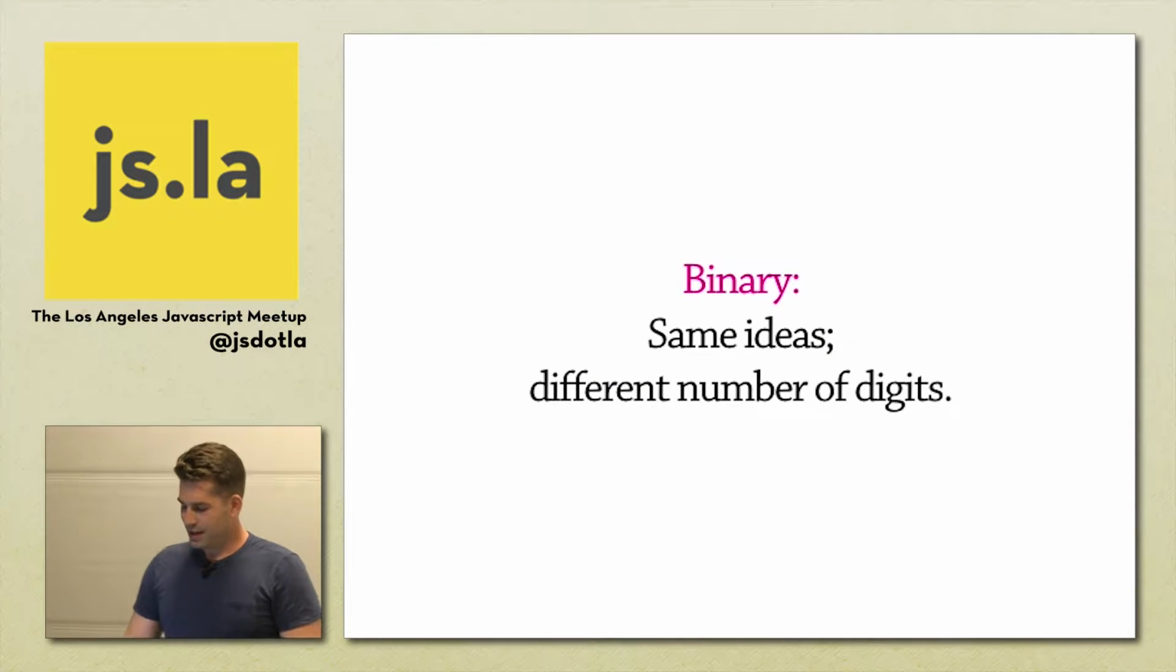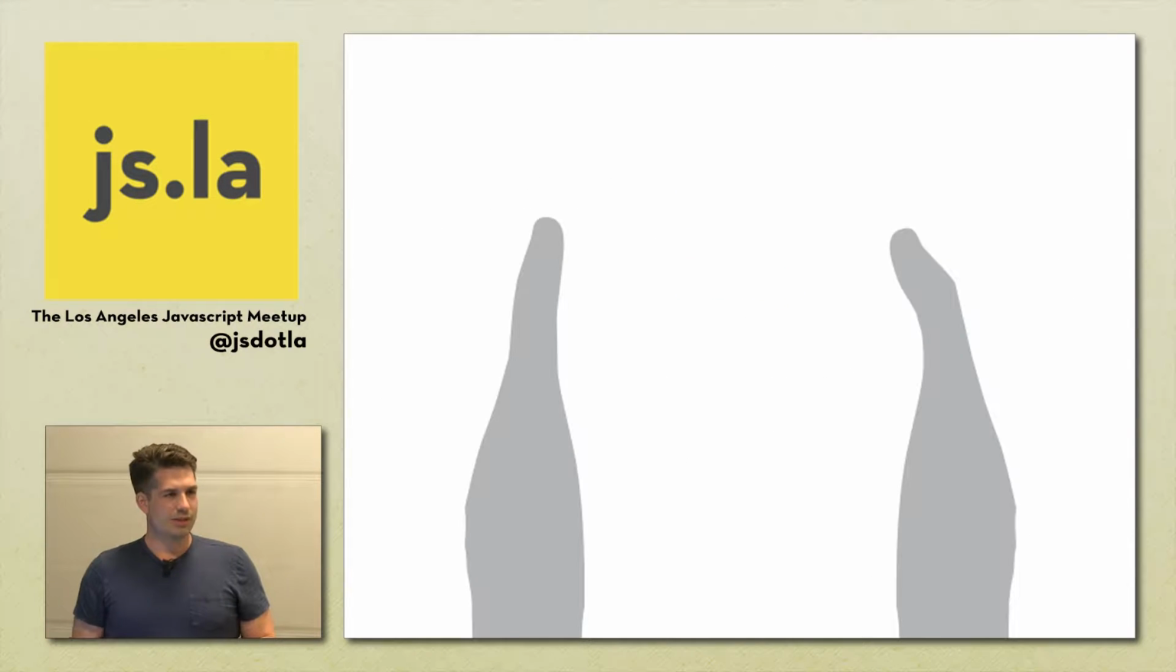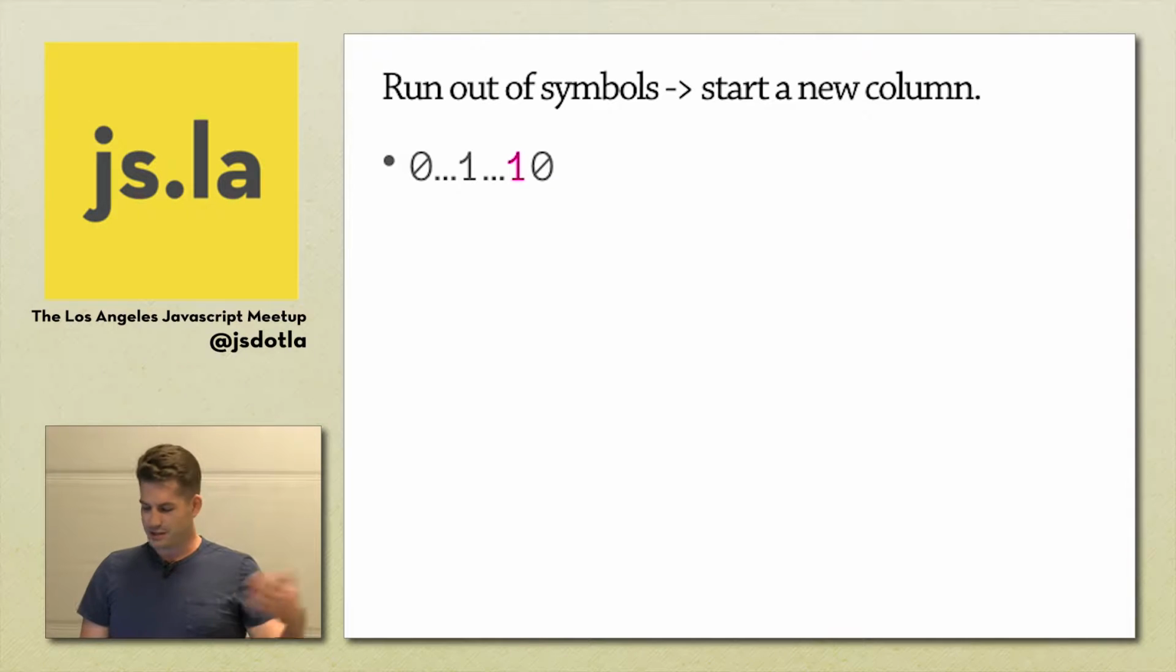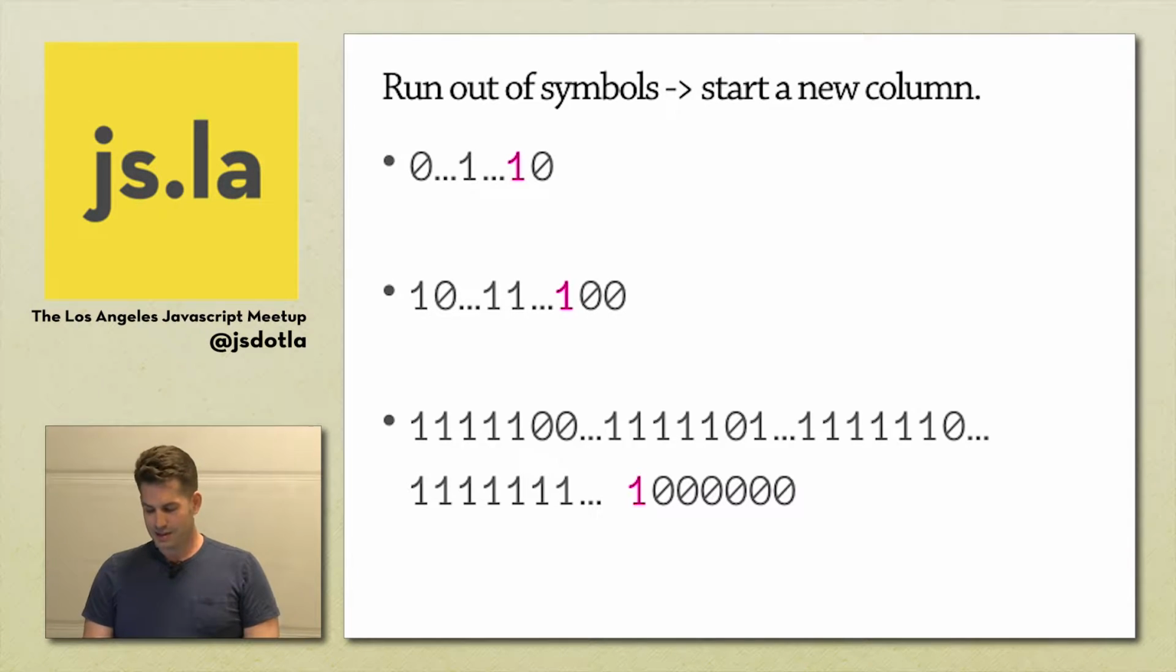It's pretty cool. So binary is the same idea, but with a different number of digits. You just get 1 and 2. Just move that 1 over to the next column. So same rules: run out of symbols, start a new column; run out of symbols, start a new column. It's just that you only have 2 symbols.